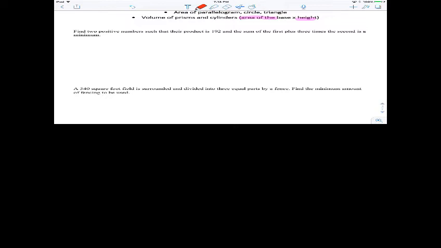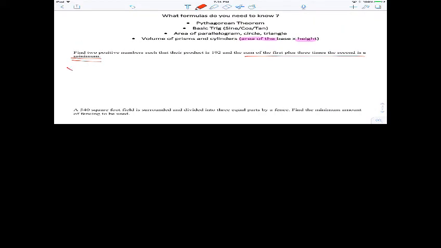So I'm going to start with, well, what am I trying to optimize? I see that word minimum, and that's a clue to me. And I see the minimum is the sum of the first and 3 times the second. So that's what I want to minimize. I'm just going to call that M. It doesn't matter what you call it. But that's what I'm trying to minimize.